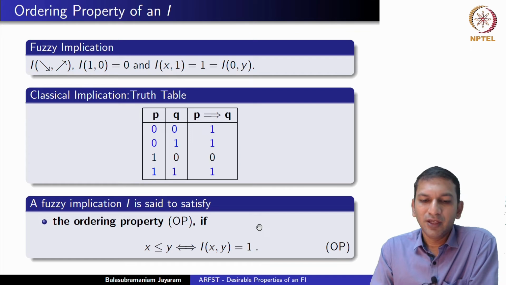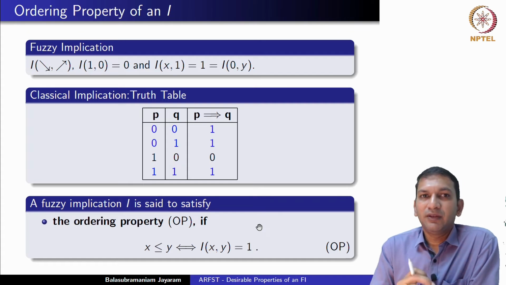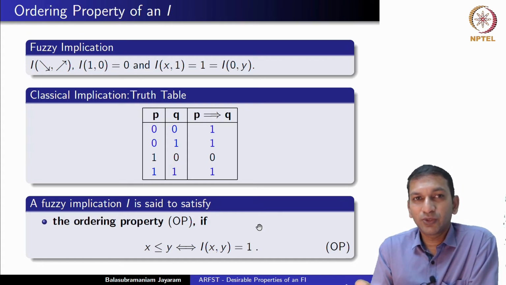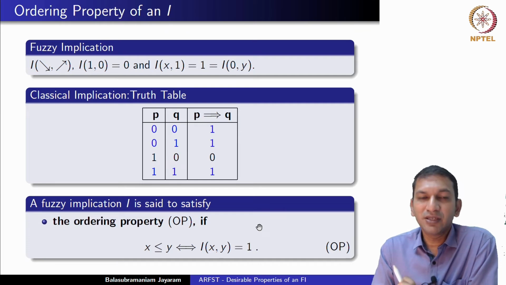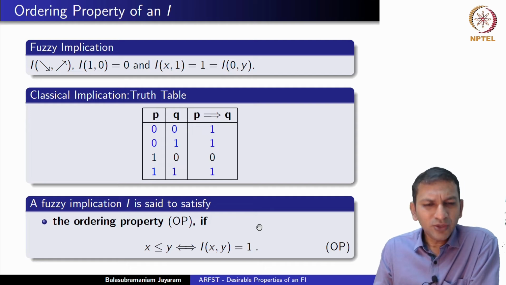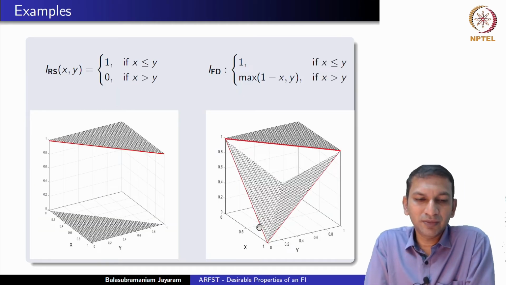that we have seen. So an implication is said to have the identity property if I of x,x is 1, and it is said to have the ordering property if whenever x is less than or equal to y, then I of x,y is 1, and conversely, I of x,y is 1 only if x is less than or equal to y. Let's look at some basic fuzzy implications and see whether they satisfy this ordering principle.